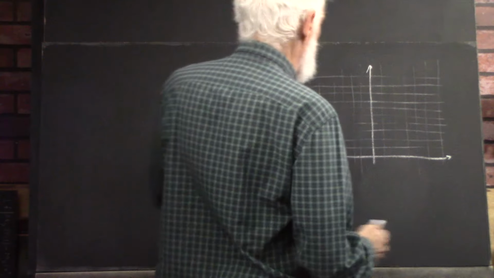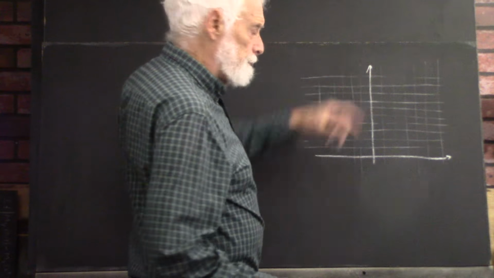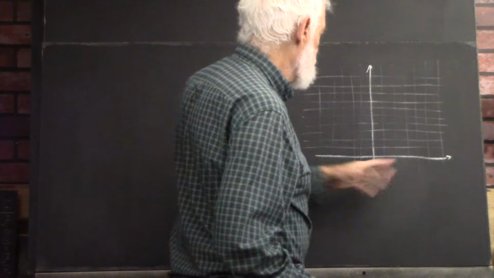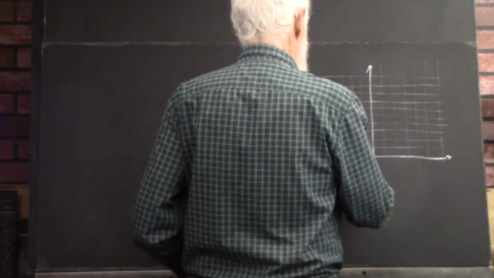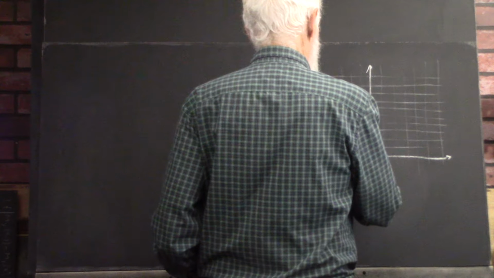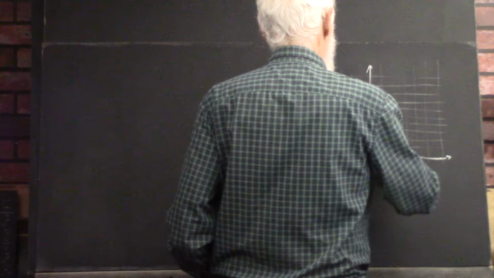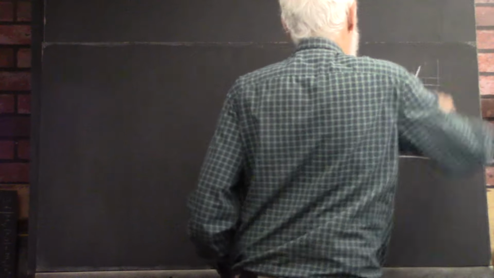Okay, we're going to have a function. Here's a grid. We assume the spacing of the lines is 1 unit in each direction. Could be anything else, but let's just say we have an exponential function that does this.